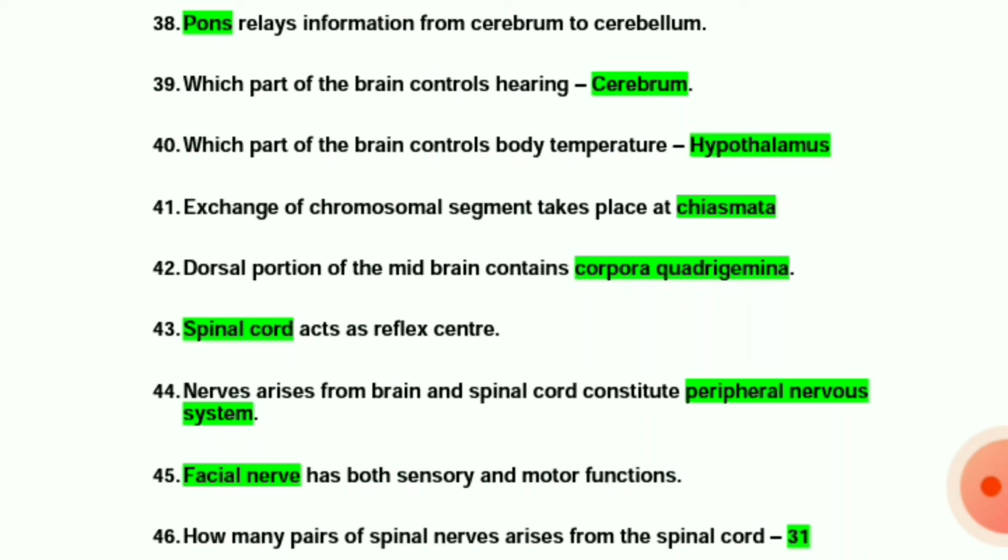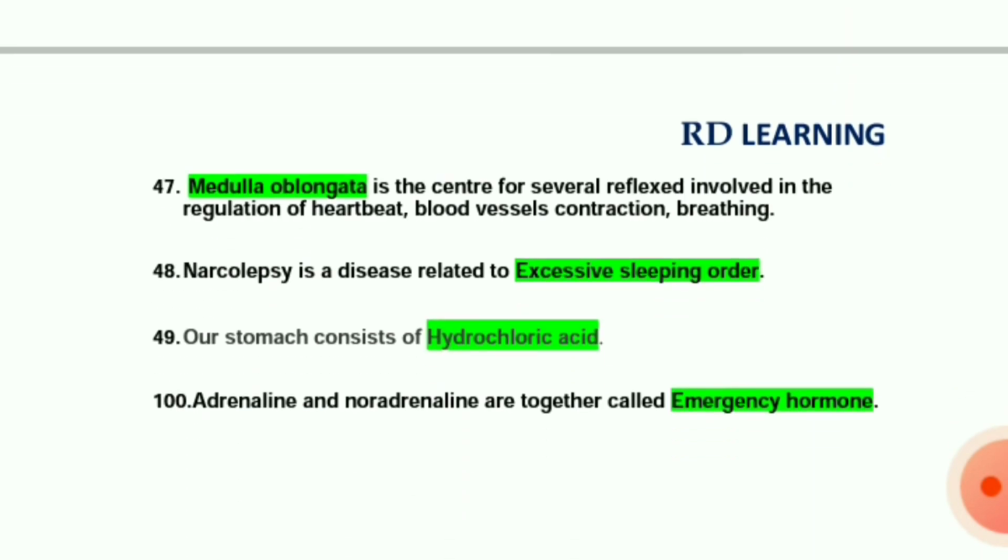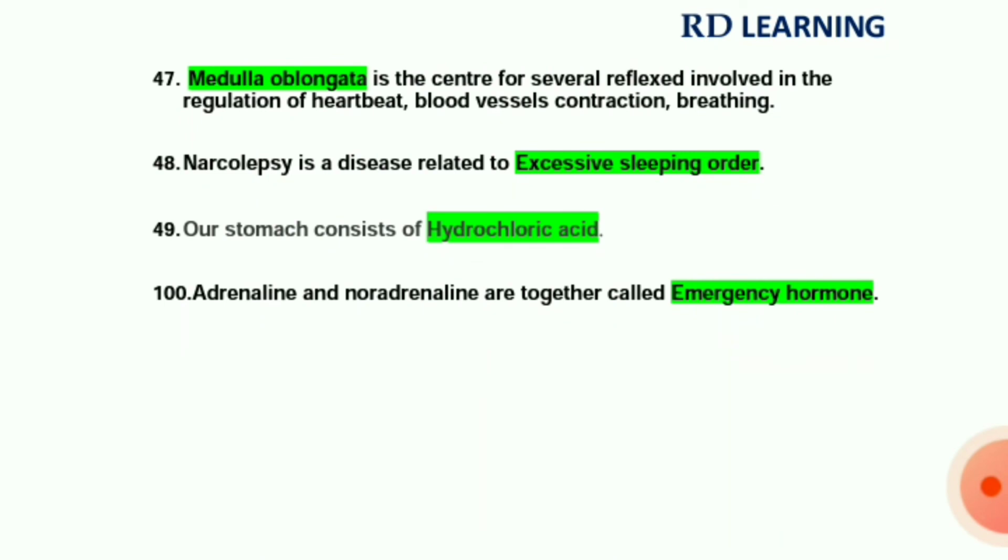Dorsal portion of midbrain contains corpora quadrigemina. Dash acts as a reflex center. Spinal cord. Nerves arises from the brain and spinal cord constitute peripheral nervous system. Facial nerve has both sensory and motor function. How many pairs of spinal nerves are arises from the spinal cord ன்னு கேட்டிருக்காங்க. 31. Medulla oblongata is the center for several reflex involving in the regulation of heartbeat, blood vessel contraction and breathing.